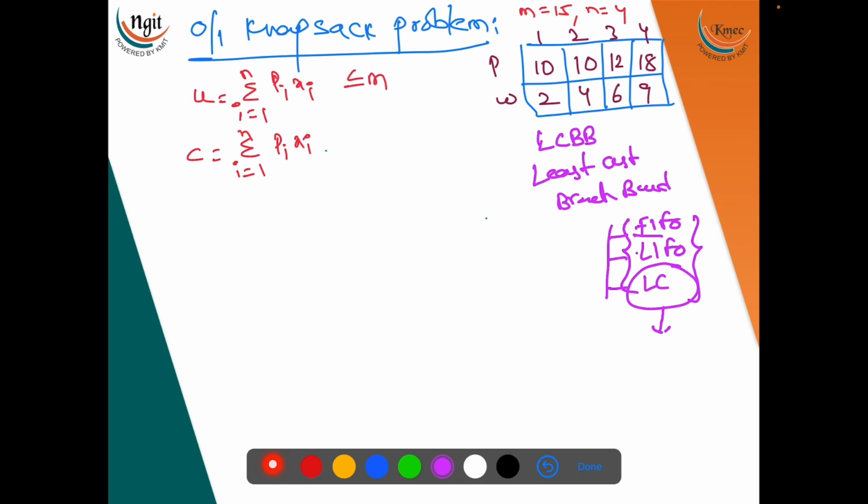Now, least cost branch and bound is what? I will be exploring the node whose cost is minimum for solving it using branch and bound. For each node in a state space tree, we have to find out the upper bound and cost. We define it as the sum of all of the profits.